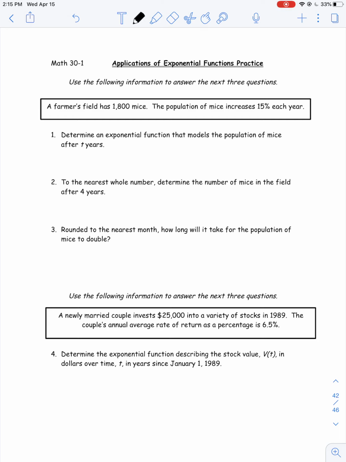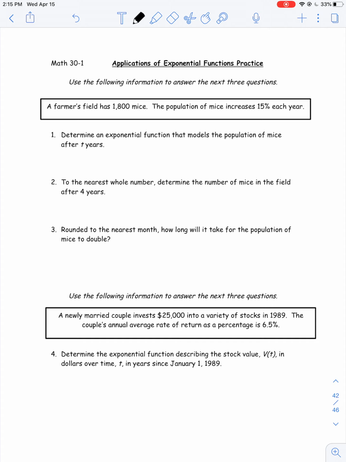Hello, Math 30-1 students. We're looking at applications of exponential functions practice. So we're going to go through a few different examples of the applications of exponential functions and then how they are useful. So we're going to look at the first example.